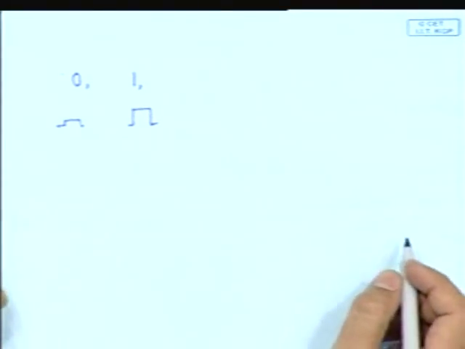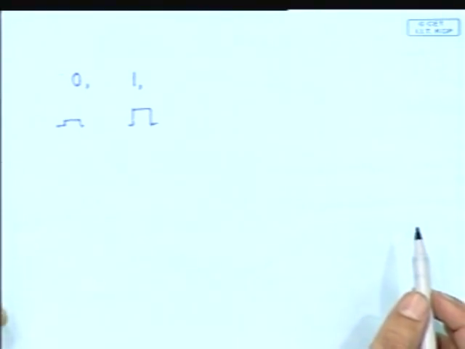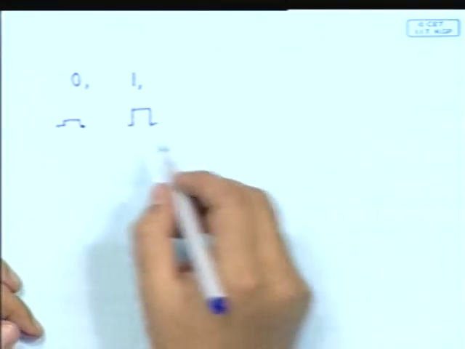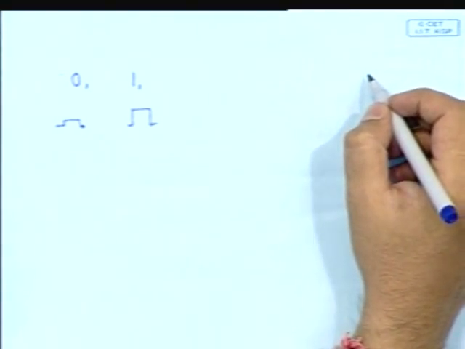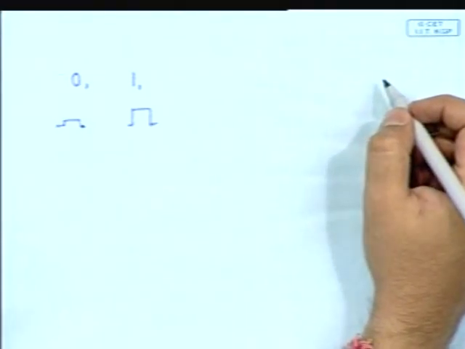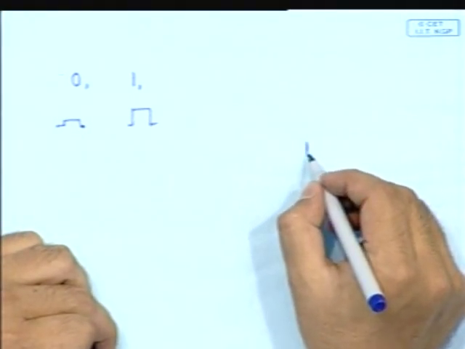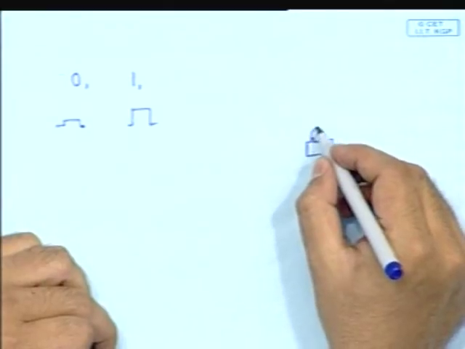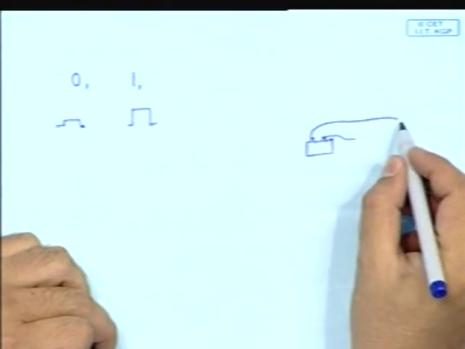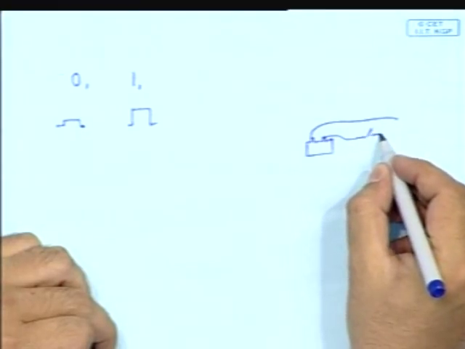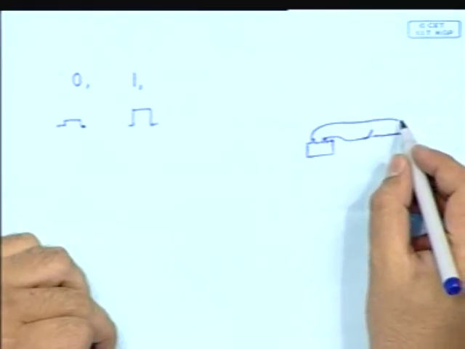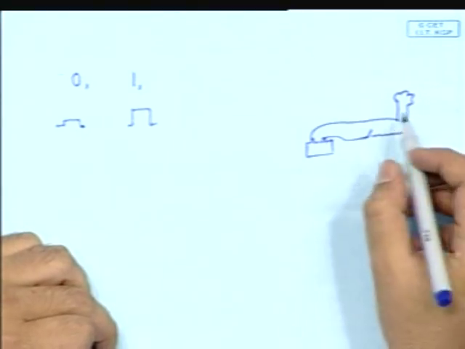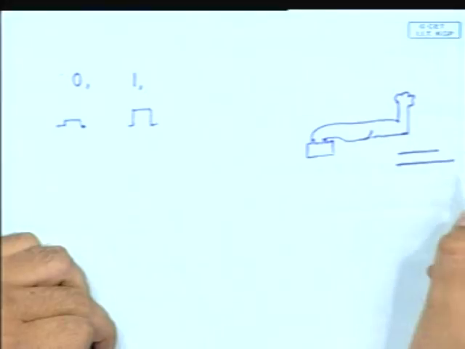So it would be just wise or very apparent that if you could transmit a 0 with a lower voltage level, let's say you have a key. Now you have a battery, somehow you have this key and an antenna, or this can be a wire also.